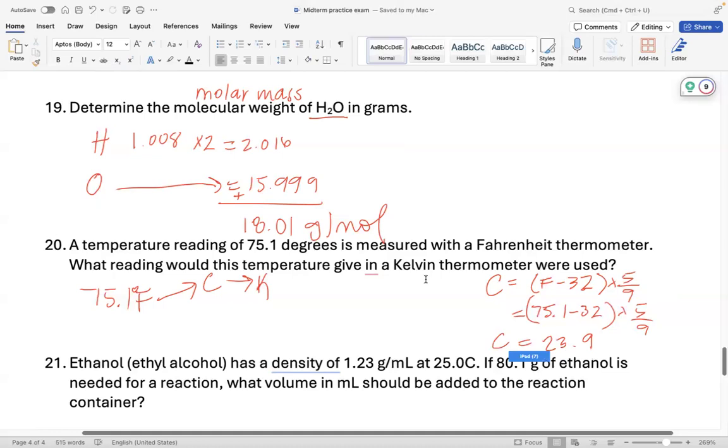So we still have to go to Kelvin. So the formula is Kelvin equals 273 plus Celsius. And again, these two things would be given to you on your formula sheet. All right, so 273 plus 23.9, and we get 296.9.